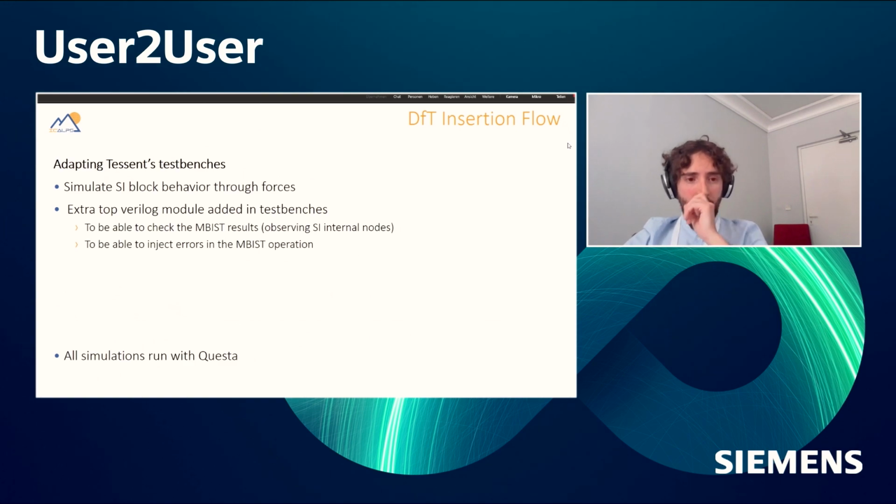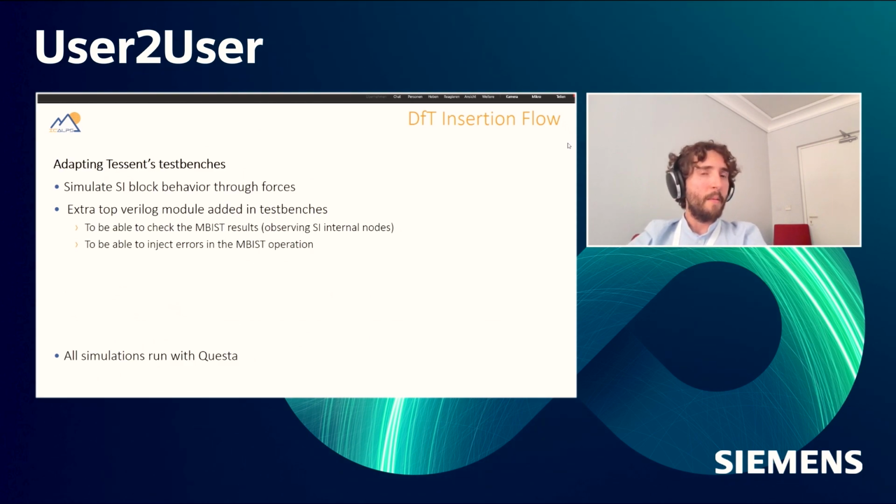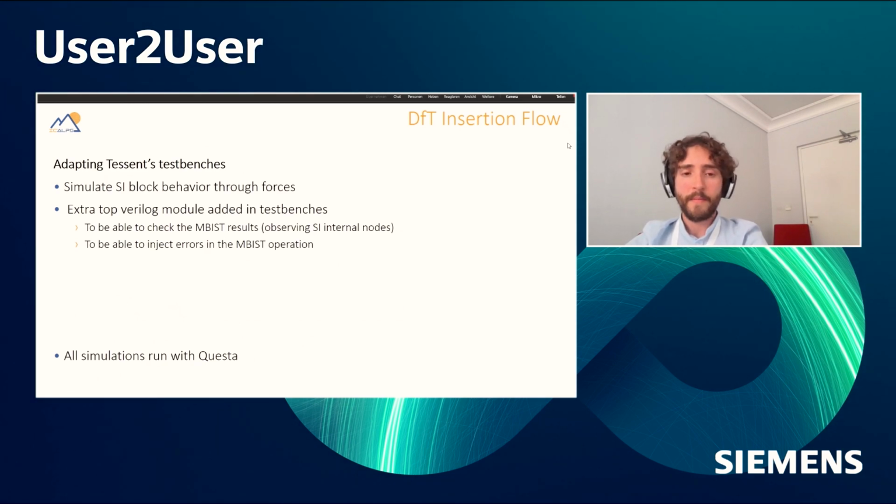On top of that, we added an extra top Verilog module in our test benches that was able to check the MBIST results, observing internal nodes of our security interface block. And because after a while in the project we understood that we needed to inject errors in this operation to confirm that the security interface was able to capture a go or no go result. And a final point is that all the simulations run here in this case were integrated with Siemens Questa.